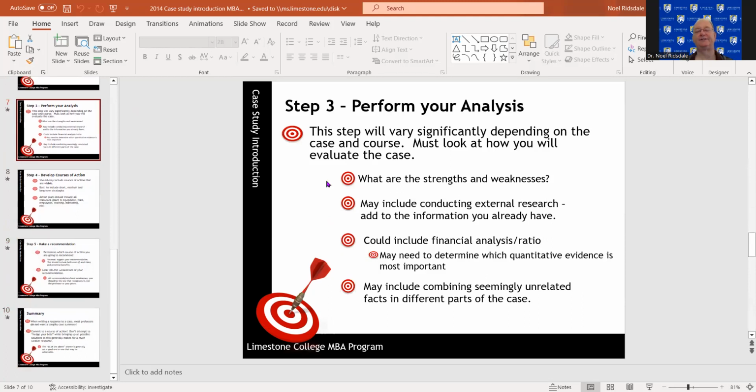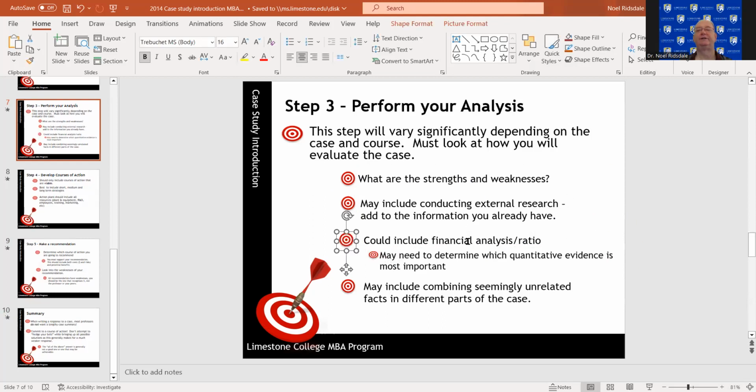Performing analysis. Okay. Sorry, I skipped that one. Let's look at strengths and weaknesses. Let's look at what external research. This is where your article review comes into play. Okay. And you actually do this. There we go.